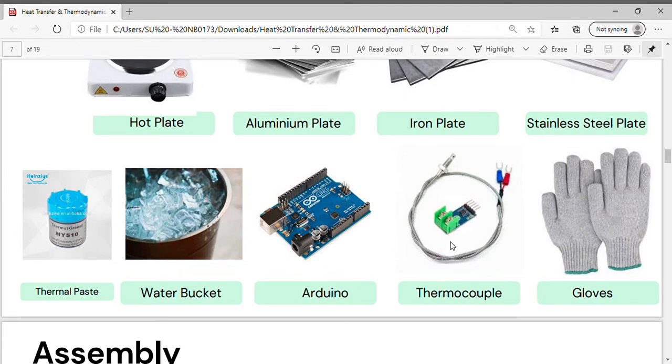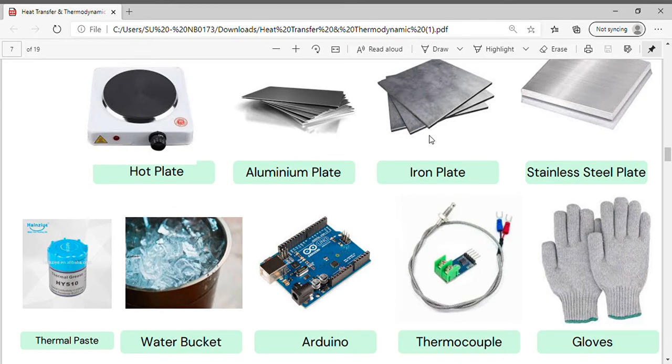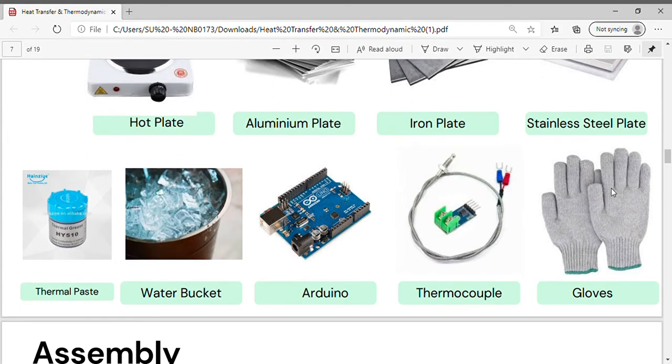And then we use a thermocouple connected to Arduino to measure the temperature of the plate when it is heated by the hot plate. And then the gloves for safety, because when we would like to remove the iron or stainless steel or aluminum from the hot plate, we need gloves because it will be really hot, so be careful with that.